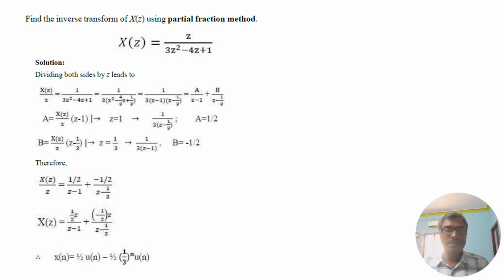The A value is obtained as 1/2 and the B value is obtained as minus 1/2. Then substitute the values of A and B. Therefore, X(z)/z can be written as 1/2 by z minus 1 plus minus 1/2 by z minus 1/2. X(z) can be written as 1/2 into z by z minus 1 minus 1/2 z by z minus 1/2. If you take the inverse Z transform, finally we will get x[n] equal to 1/2 u[n] minus 1/2 into (1/3) power n u[n].